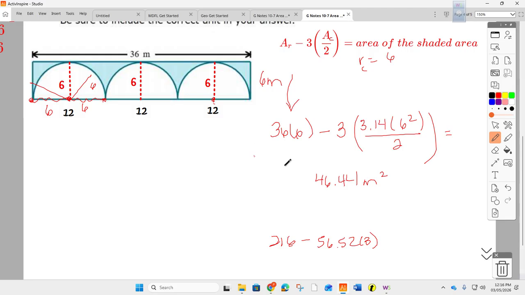Did you get that when you redid it, Elizabeth? No? Alright, I'll show you. I'll do it with you. So 36 times 6 minus 3 times 3.14 times 6 squared divided by 2 and equals. Okay. Any questions? All right.